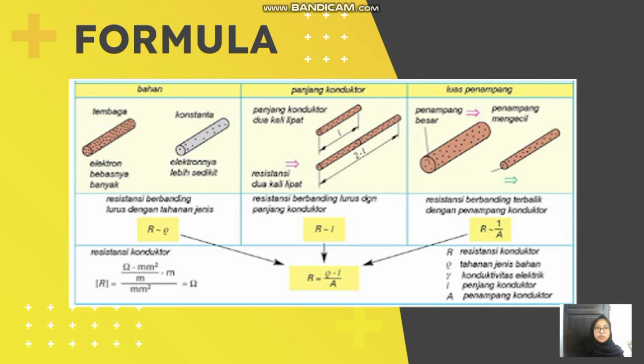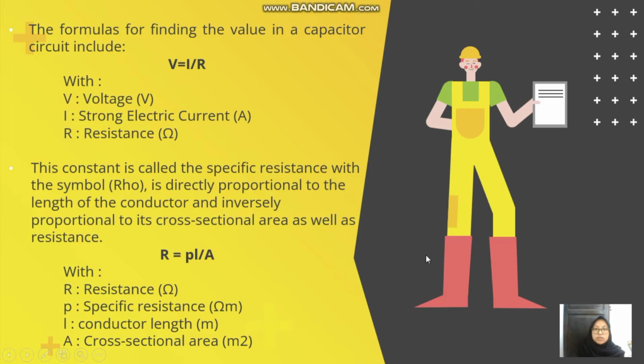And the next, the formula. This formula is affected by the material of its resistance. This is the constant and then the electronic resistance of the conductor. And the next, the formula for finding the value in a capacitor circuit input. This is P equal I per R, with P voltage in volt, and then I strong electric current in ampere, and then R resistance in ohm.